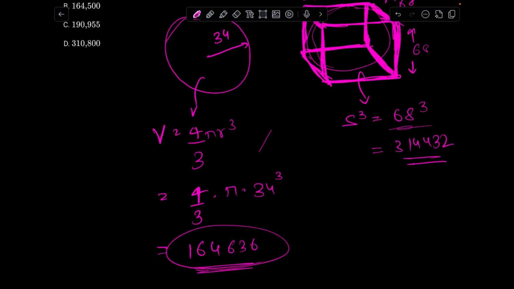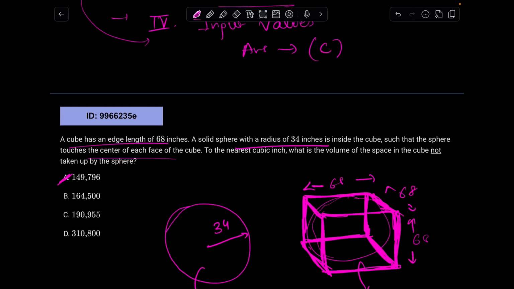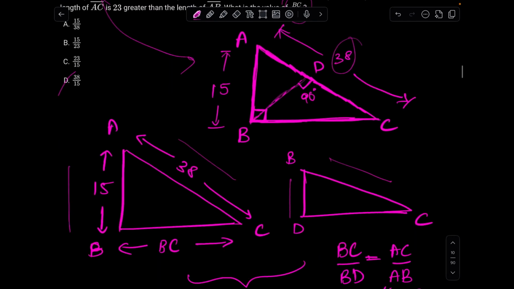You get this number. You subtract this volume of the solid sphere from the volume of the cube to get the remaining volume, since we are supposed to find the space in the cube not taken by the sphere. So we have to find the remaining volume, which is going to be this number. You can use Desmos for this entire thing. Okay.